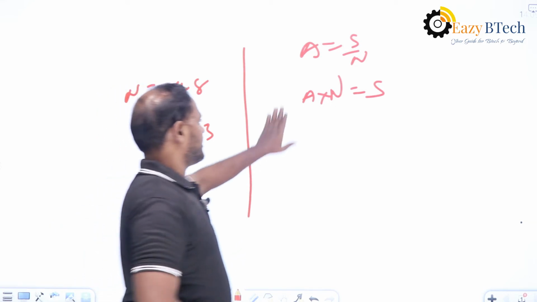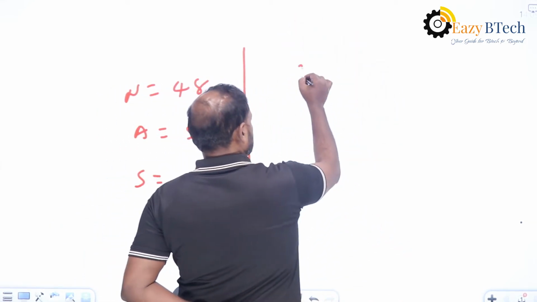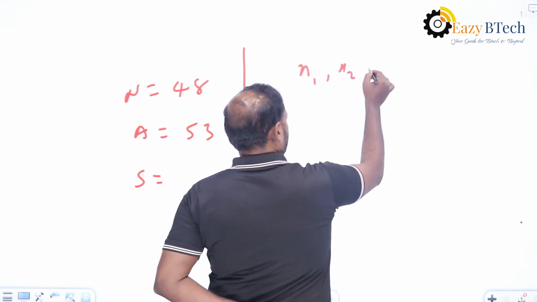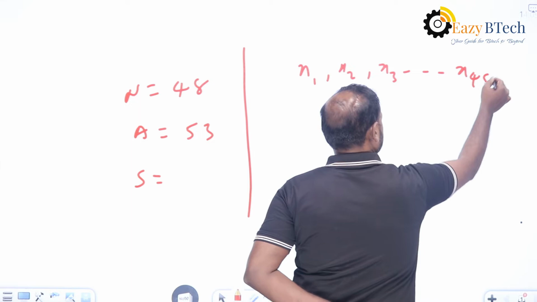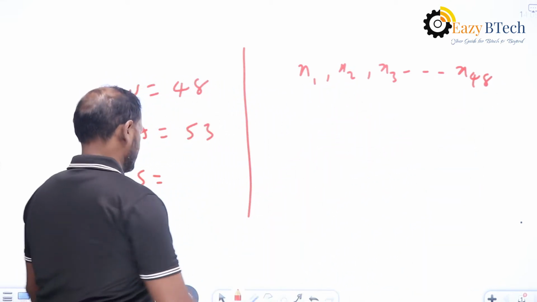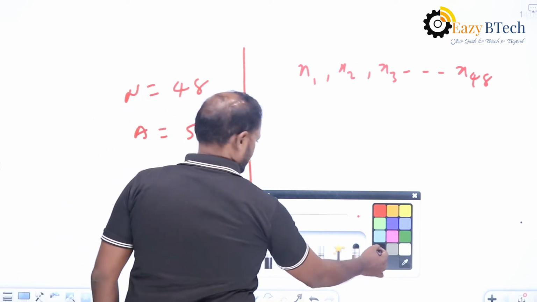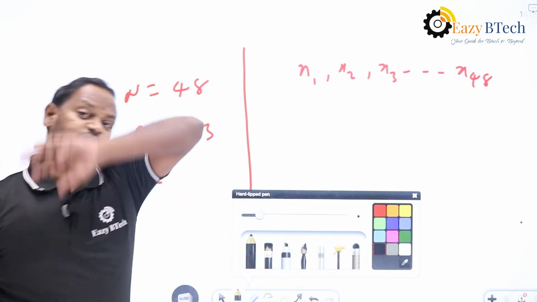So that's why we can take them as x1, x2, x3, up to x48. Yes, a total of 48 terms are there. Okay, fine, sir. Then how to get the answer this way? Very simple. First of all, you need to understand the basic concept. After that, we can go for the logical part.